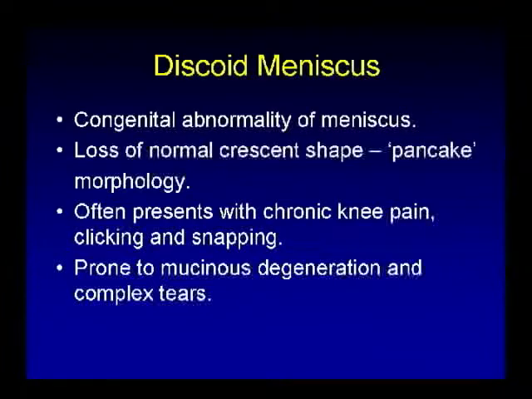However, it's not just the morphology that counts for the diagnosis of discoid meniscus. Any meniscus reaching up to the intercondylar notch with a length in the coronal diameter greater than 17 or 18 millimeters would classify as a discoid meniscus.